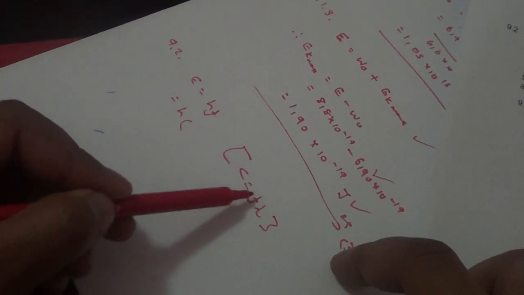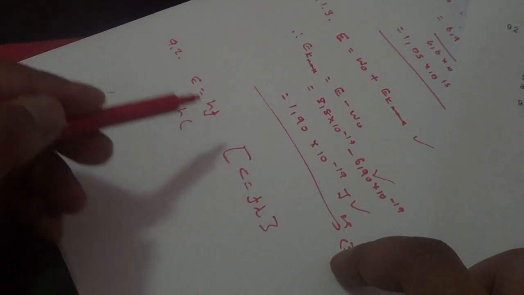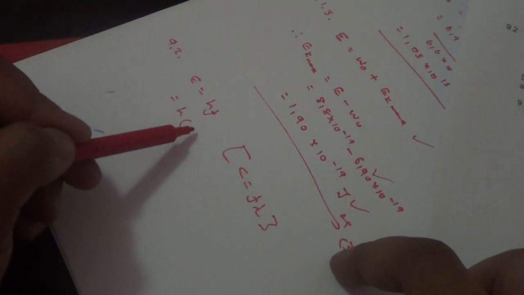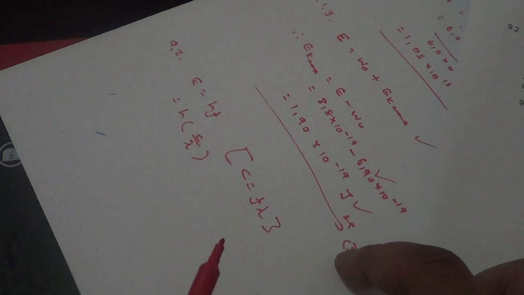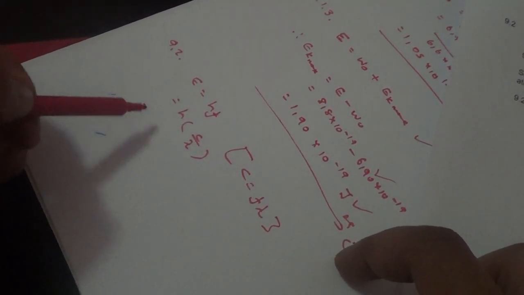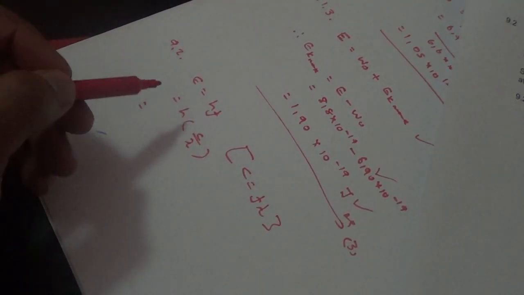Instead of this, we make the frequency the subject of the formula. It becomes the speed of light over the wavelength. Okay, that's what we do. So easy stuff there. So what do we do now?